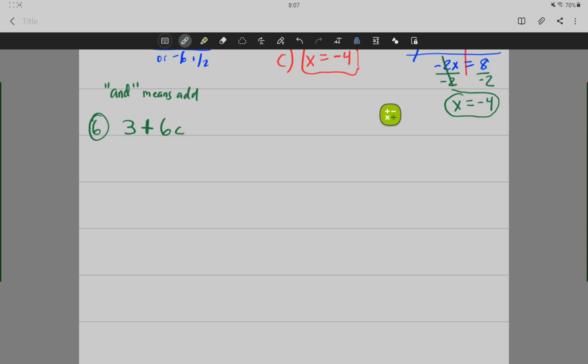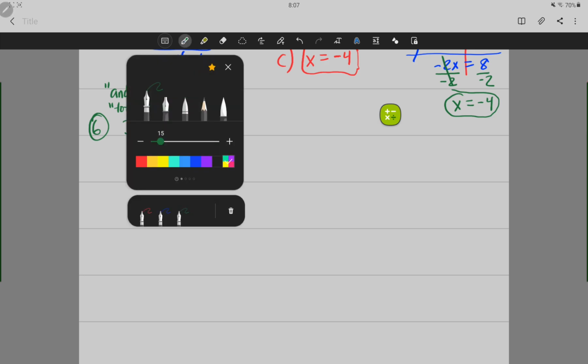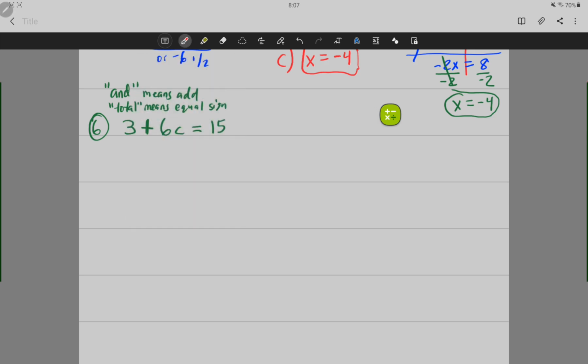What else? If she spent a total... Oh, there's another one. Total means equal sign. So let's put that because something and something else equals a total of something, right? So put equals. And she spent a total of $15. So that is how we can look for certain words and kind of figure out what goes where in our equation. So 3 plus 6C equals 15. All right. Now it's just a 2-step equation.